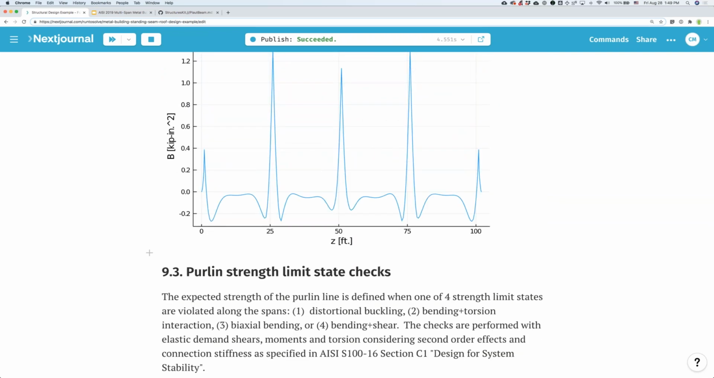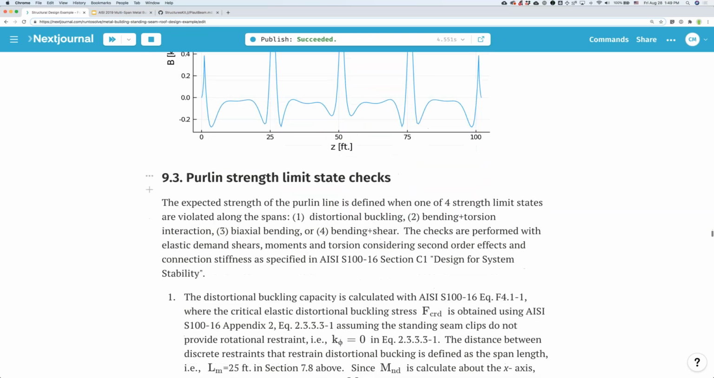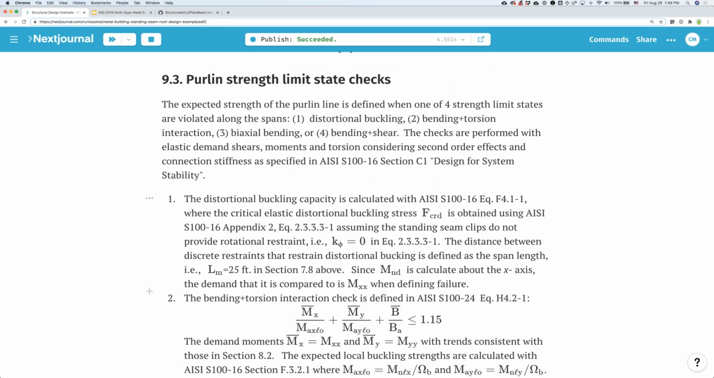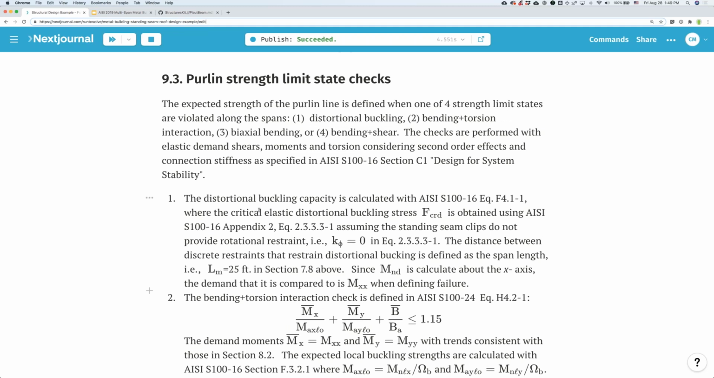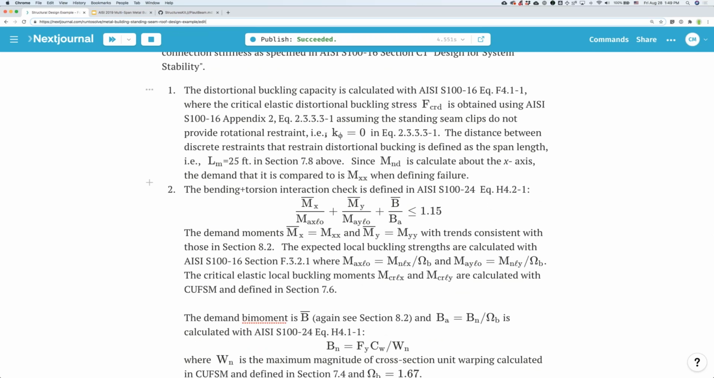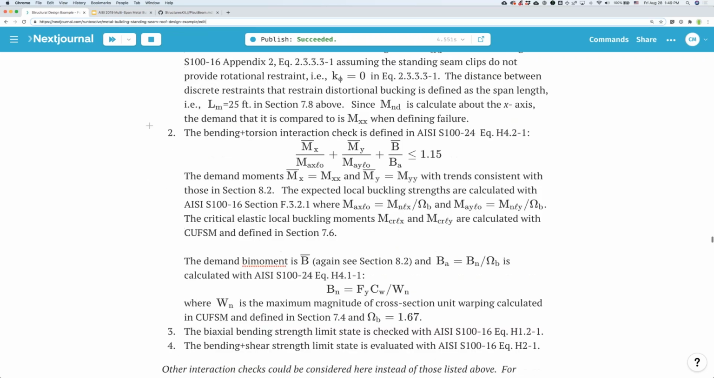deformations and the demands for 10 PSF, and now we can start thinking about actually running the simulated test to failure, trying to fail this and determine the expected gravity load. And so the way that we decided to do it was to list out some limit states and to use the AISI equations to define those limit states, like distortional buckling, bending plus torsion, biaxial bending, bending plus shear. If you have used the S100 code before, you've seen these.